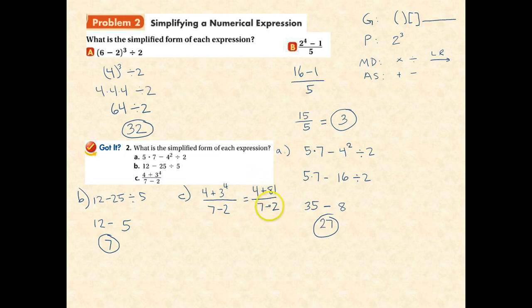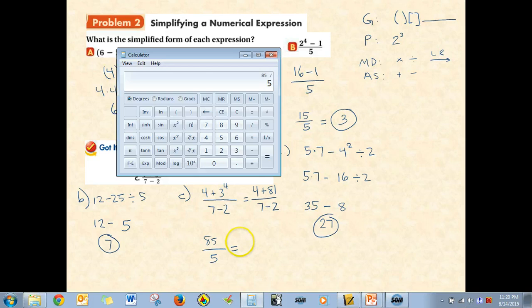Now, I have addition and subtraction, but a fraction bar really kind of means division, and since we've got operations in the top and the bottom, the fraction bar tells us the top is grouped and the bottom is grouped. So I have to do the 4 plus 81 and the 7 minus 2 before I can evaluate this fraction bar. So 4 plus 81 is 85, and 7 minus 2 is 5, and 85 divided by 5 is 17.